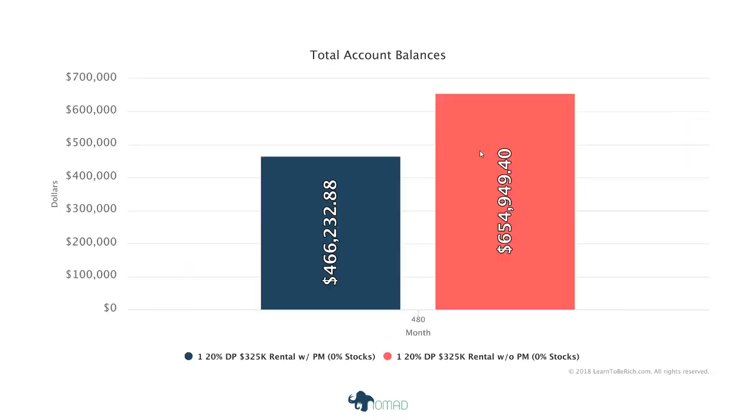This is the amount. So at the end of 40 years, and realize this is a long time out, right? So these numbers seem much larger, but it really is 40 years in the future. If you don't hire a property manager, you have $654,000 and change in your bank account. If you do hire a property manager, you have $466,000 in your bank account at the end of the 40-year period. Does that make sense?